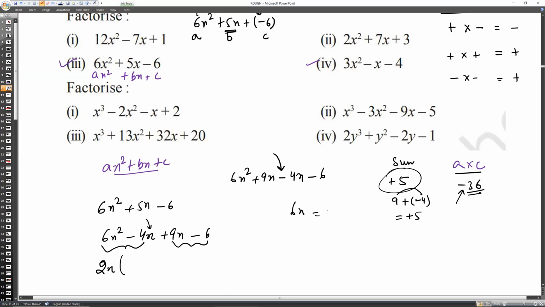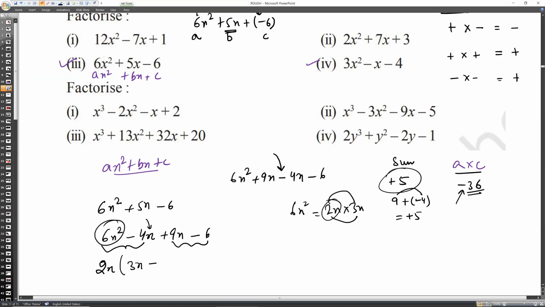6x square can be written as, we have taken 2x as common, so you can write it as 2x into 3x. When you multiply these two terms, you will get 6. So what is that common? Only if we have taken 2x as common, so remaining is 3x. And what is here?